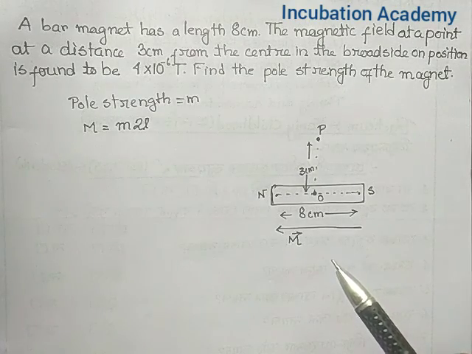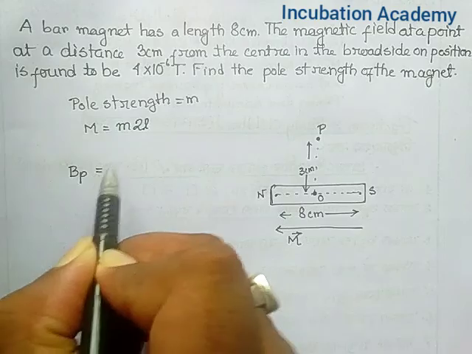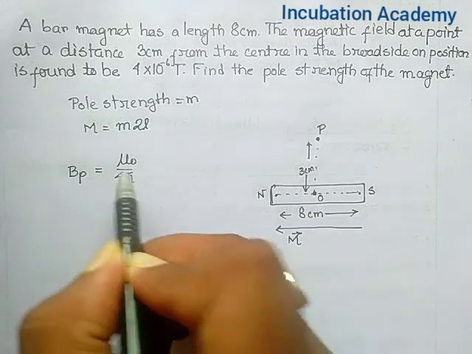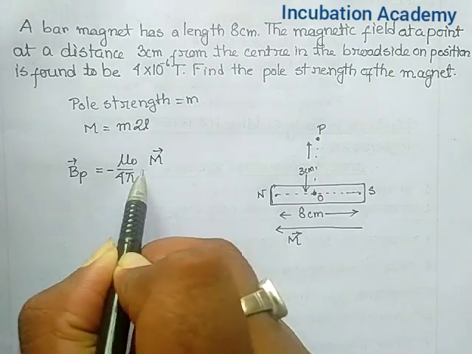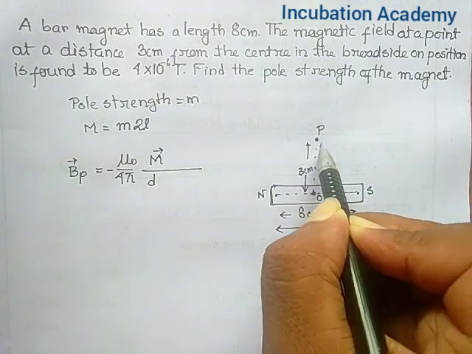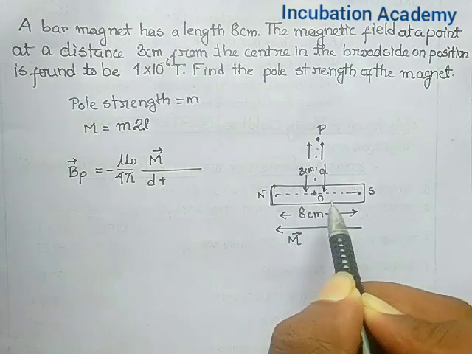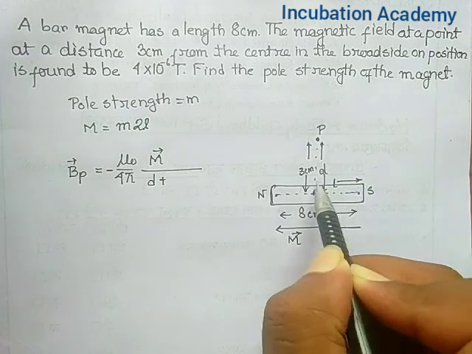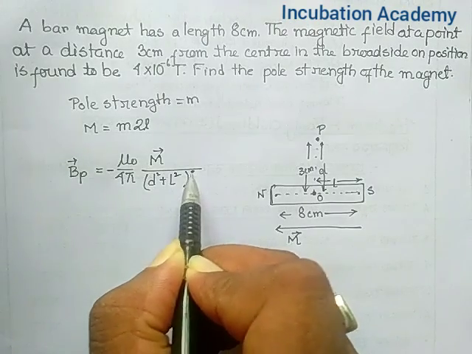So I am writing down the expression now at the point P. Mu naught divided by 4 pi, minus m vector, divided by, if you say this is a distance d, or you can write r also. If I just say it is d, and 2l is the length, so you can say this is my l. So d square plus l square to the power 3 by 2.